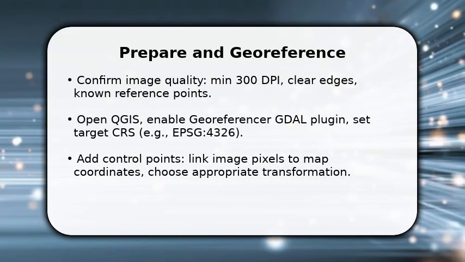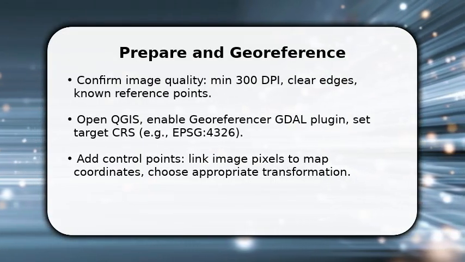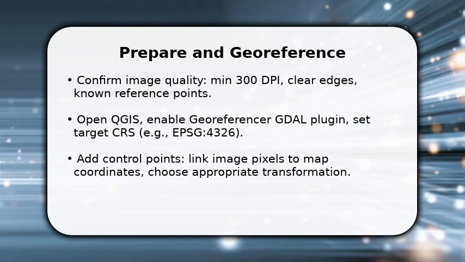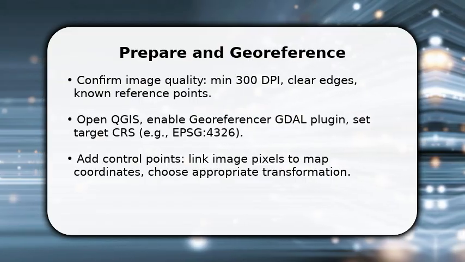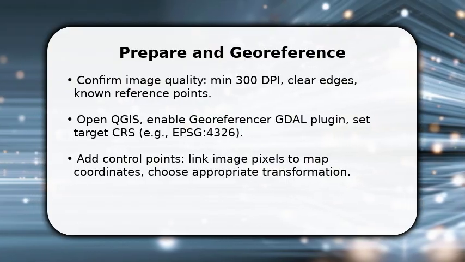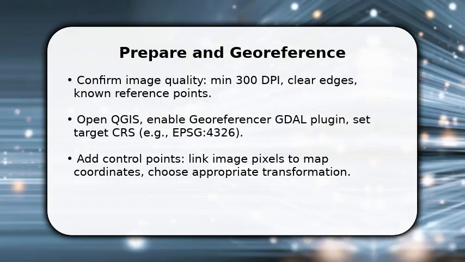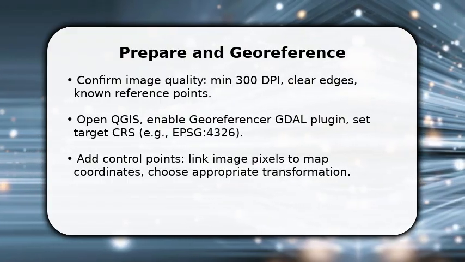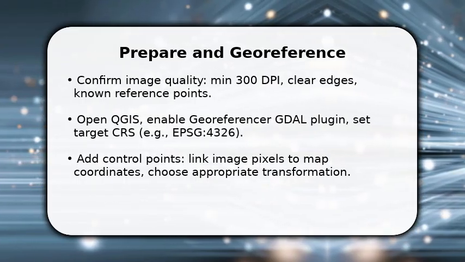You begin by preparing the image and starting georeferencing right away. Open QGIS and enable the Georeferencer GDAL plugin. Make sure the target CRS is set, for example EPSG 4326, so the output matches common maps. Add control points by clicking recognizable features on the image and entering precise coordinates from reliable references. This anchors pixels to real-world locations.